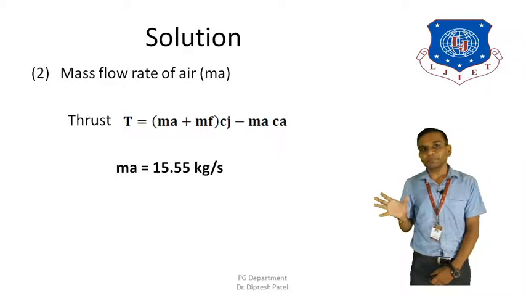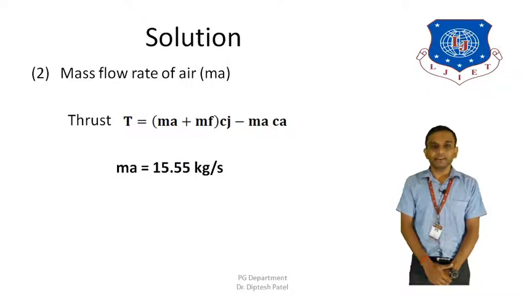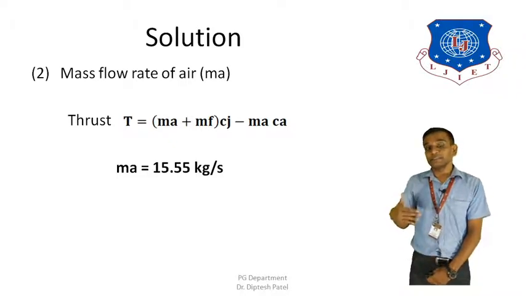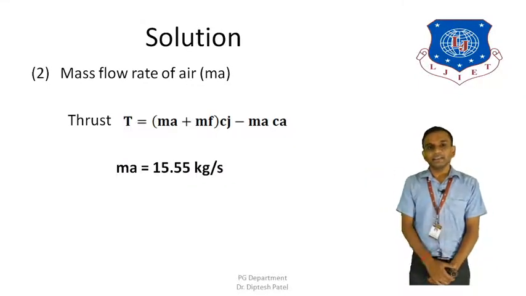So on the basis of that, I should be able to use the formula for thrust to find out the values of MA. So let's use the formula for thrust, and that is thrust T is equal to, inside the bracket, MA plus MF into CJ minus MA into CA. So here I'm going to use the air fuel ratio, then CJ that was found out in the first trial, and CA is already given to us, and thrust is given to us.